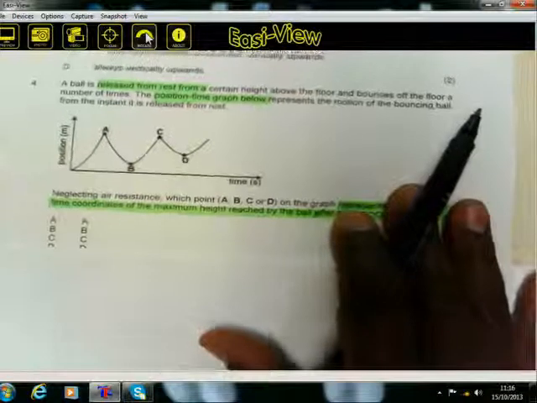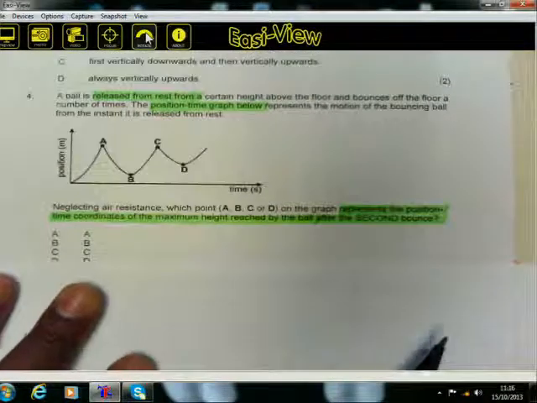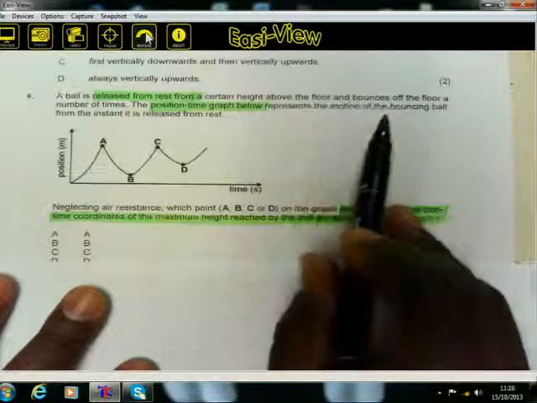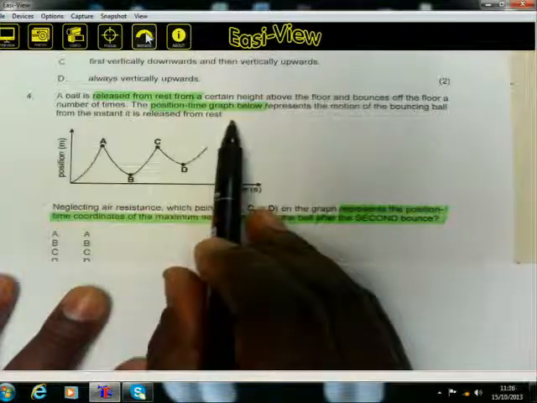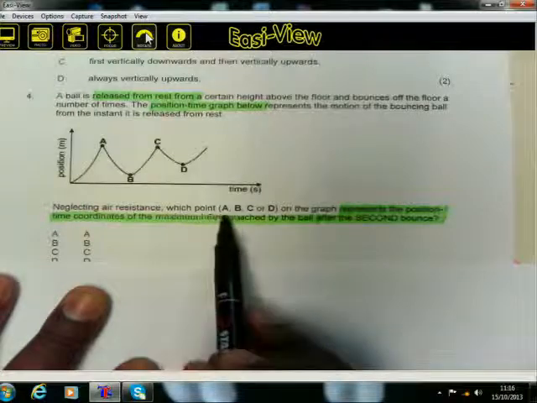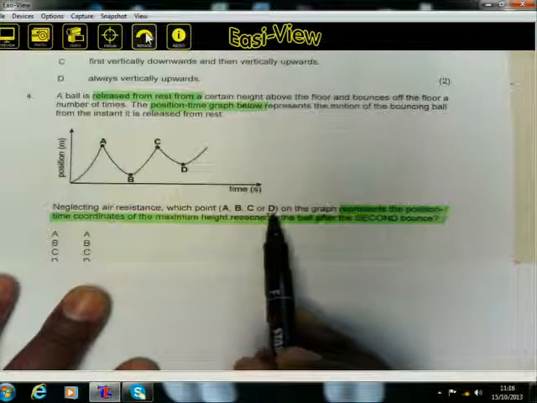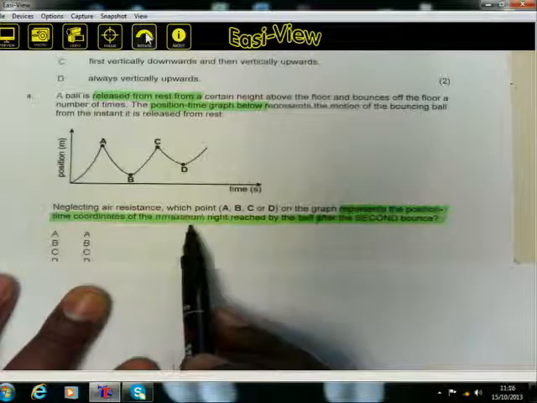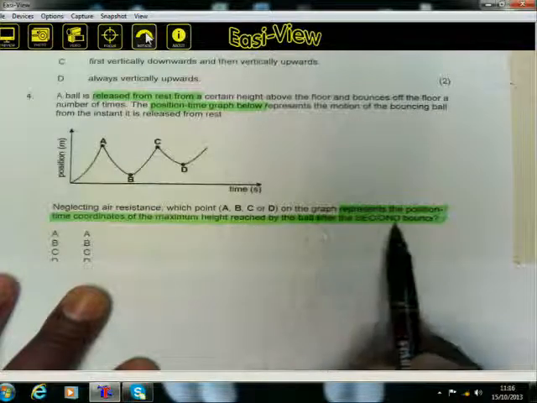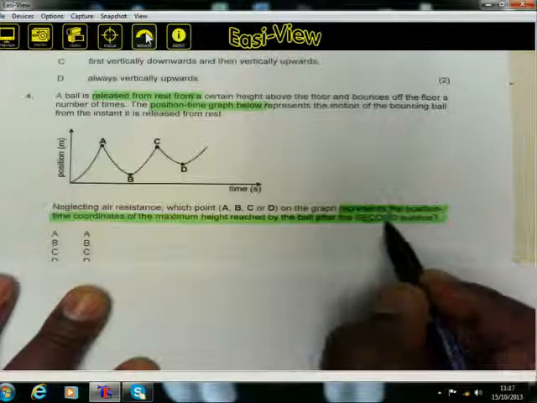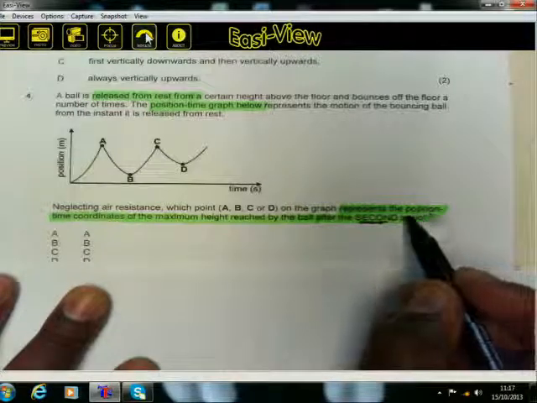Now, what are we going to check here? They say this is a position time graph. It represents the motion of the bouncing ball from the instant it is released from rest. Now, they say neglecting air resistance, which point A, B, C, or D on the graph represents the position time coordinates of the maximum height reached by the ball after the second bounce. We are looking at the second bounce here. We are looking at the position coordinates.